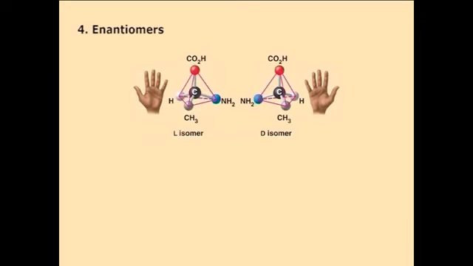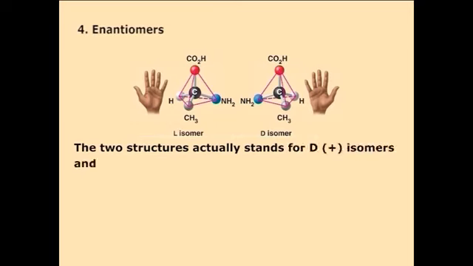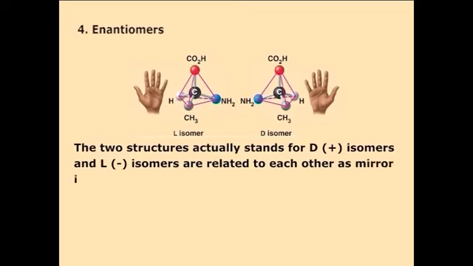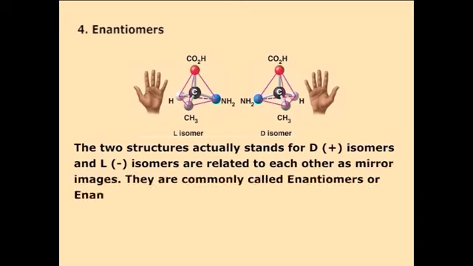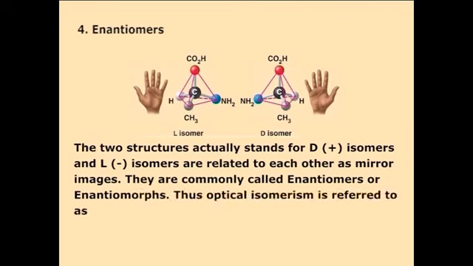Fourth, enantiomers. The 2 structures, which stand for positive isomers and negative isomers, are related to each other as mirror images. They are commonly called enantiomers or enantiomorphs. Thus, optical isomerism is referred to as enantiomerism.